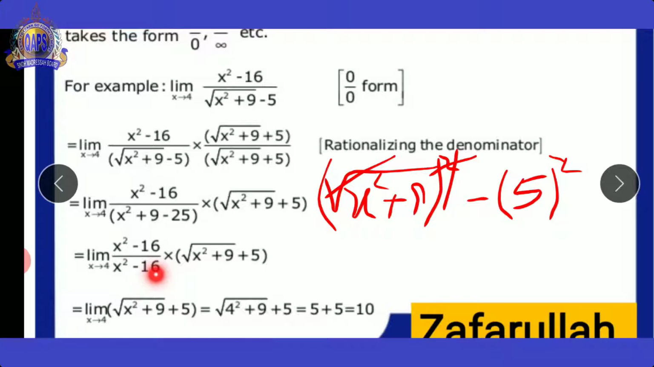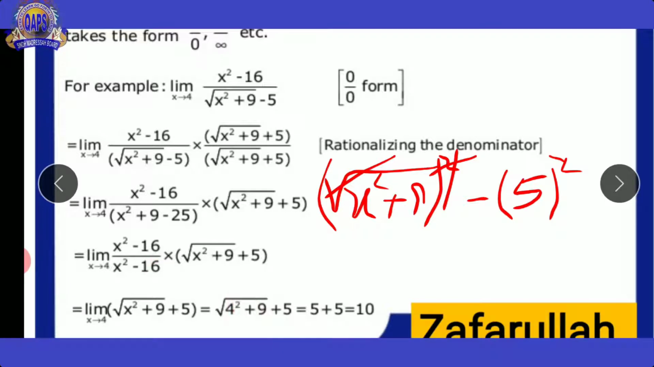outcome will become negative 16, so x square minus 16, and x square minus 16 will become cancelled. Then this whole one bracket is remaining the same. Now when the one bracket is here, we apply the limit x approaches 4. Now here in the place of x, put 4, and this 9 will remain the same and this 5 will remain the same.